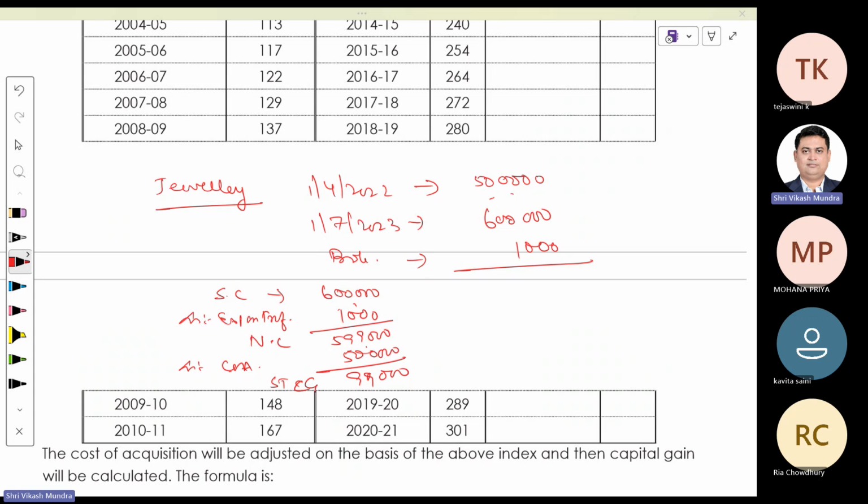Is it clear? And how to calculate capital gain? A very simple format is there. Full value of consideration, which is known as sale consideration, less expenditure on transfer. We get net consideration. Out of that, we reduce cost of acquisition or cost of improvement. We get short-term capital gain. How to calculate long-term capital gain? We will discuss in our next session, which will be held on 4th of November.